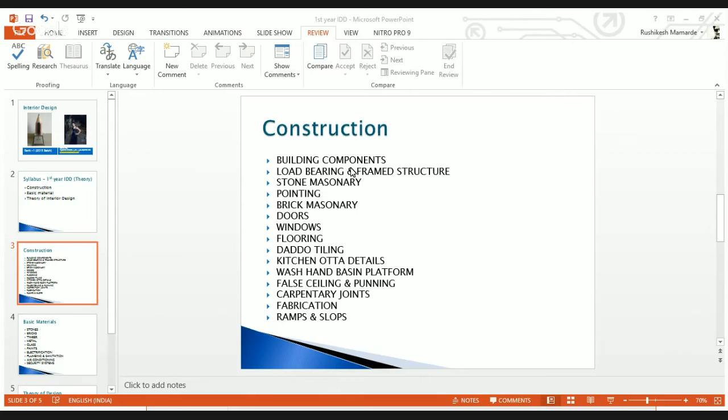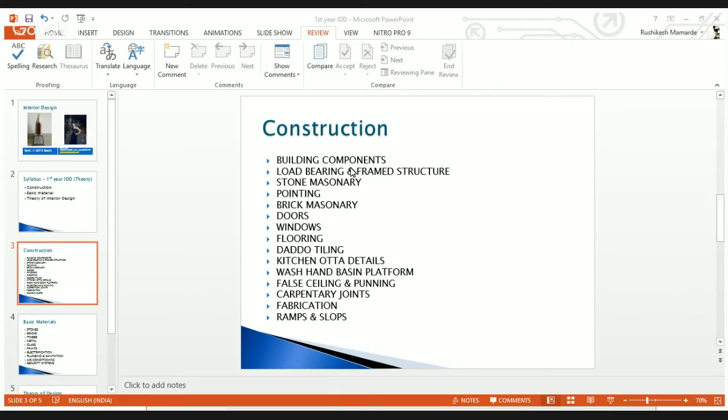Then the next is building finishes. There are different types of finishes, right? Like plastering, punning, then painting, all these types of finishes. And the last is building services. Building services are like plumbing, sanitation, then electrical, and many more. So we will discuss all these topics later.